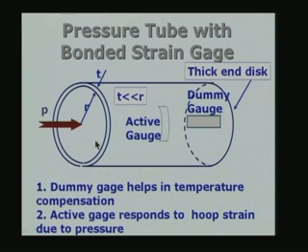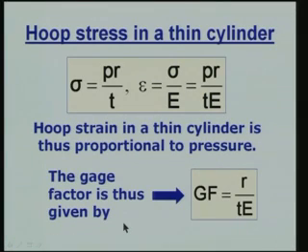And a pressure tube bonded strain gauge can be designed for a very large range of pressures, from very small to very large pressures, because it is simply determined by the strain of the tube element and how it depends on the thickness and the radius, and that is all there is to it. So, let us look at the way it is going to work out. The hoop stress in a thin cylinder, from strength of materials you will have learned this.